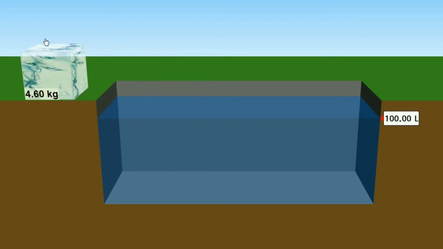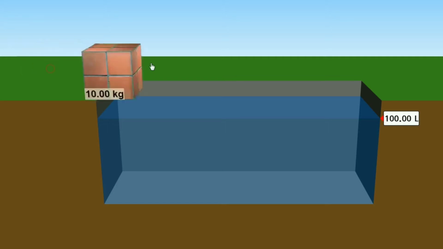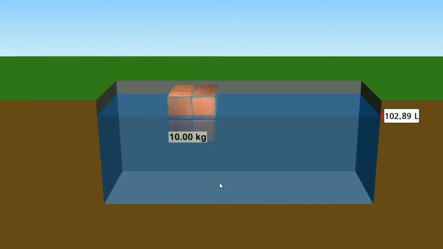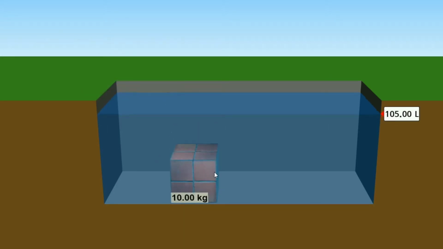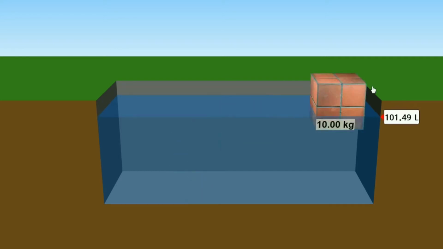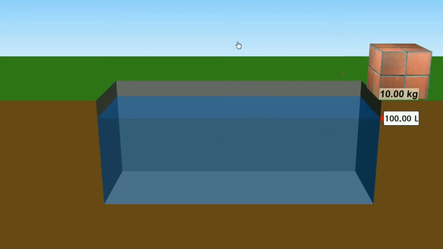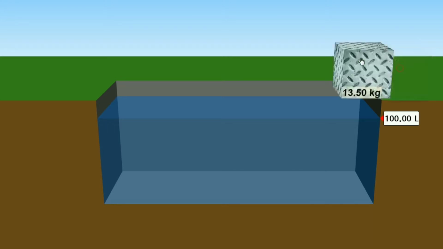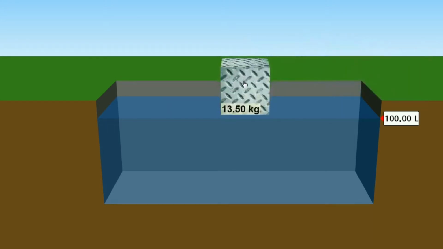And when I add a block of brick, what will happen then? This brick completely sinks into the water. And when an aluminum block is added instead of brick, the aluminum block also completely sinks into the water.